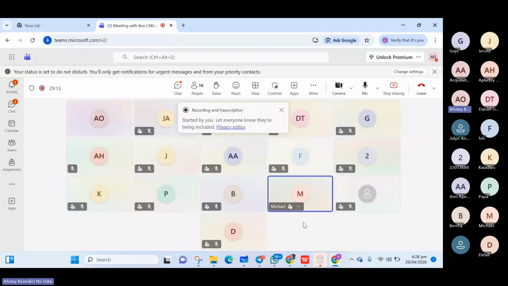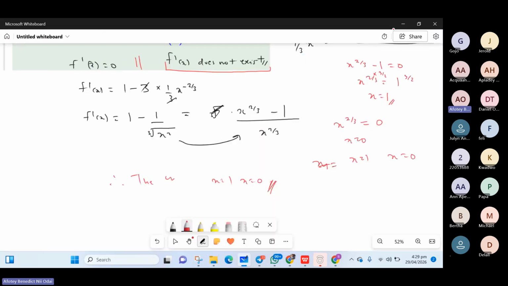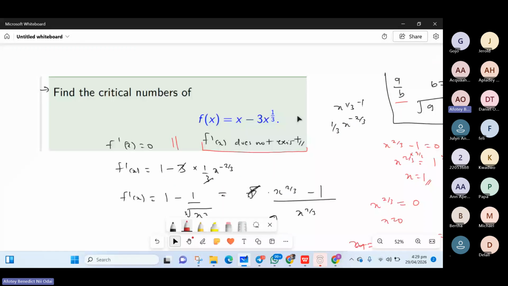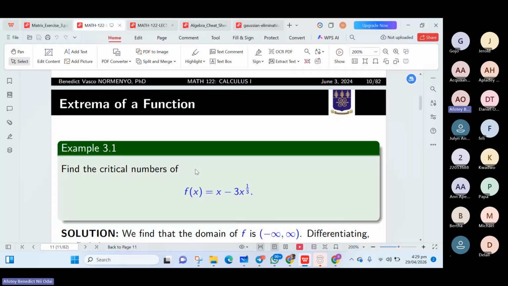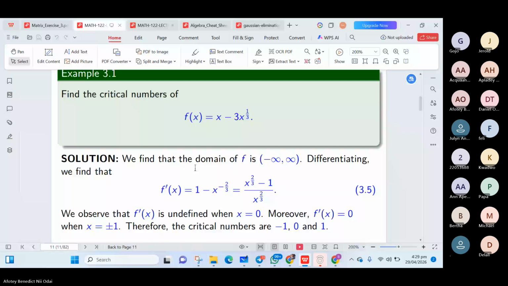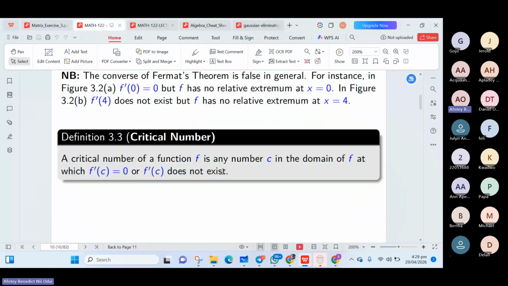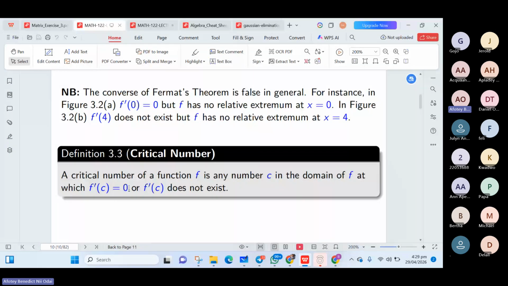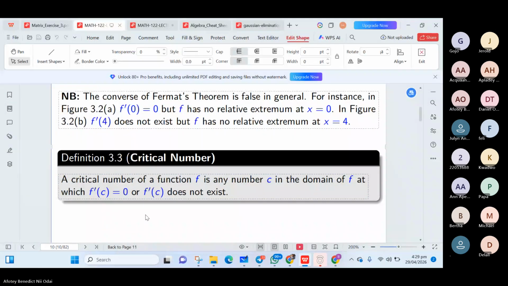Okay, let me go over it one more time. So we are looking at critical numbers, and we get critical numbers when we find the values that make the derivative equal to 0, or the values that the function does not exist on, right?